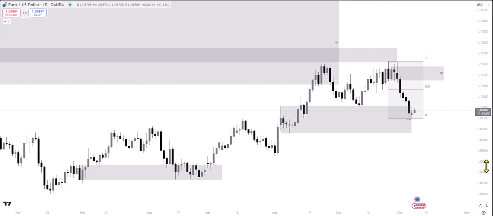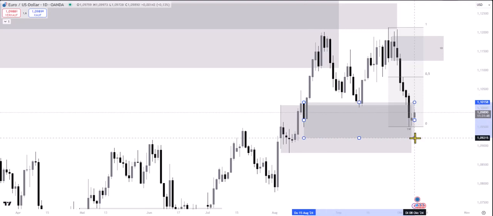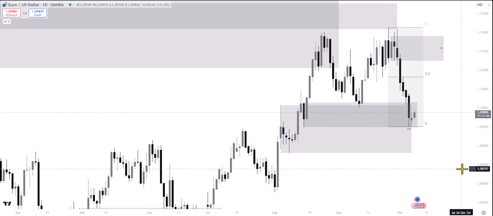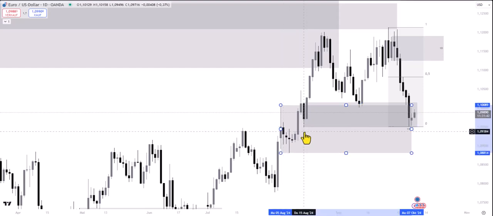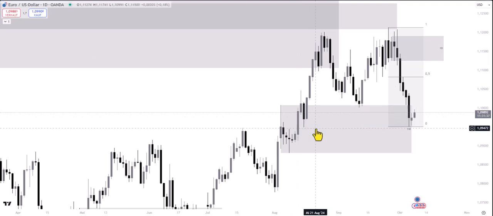It came into a 1 week demand zone, and within this 1 week demand zone, we also have a 1 day demand zone. So we have this 1 week demand zone and this 1 day demand zone. So what is our trading idea here?